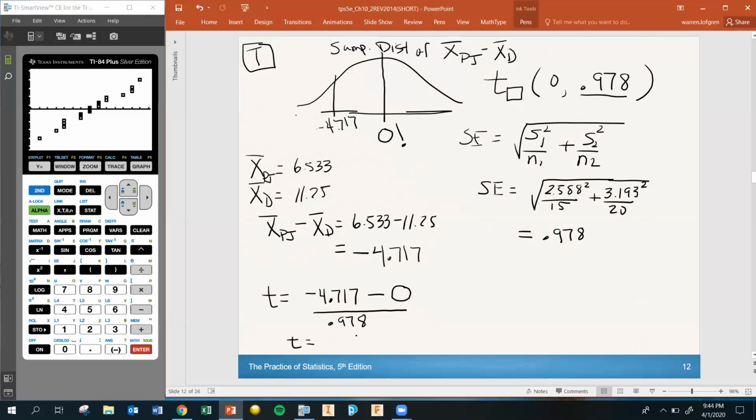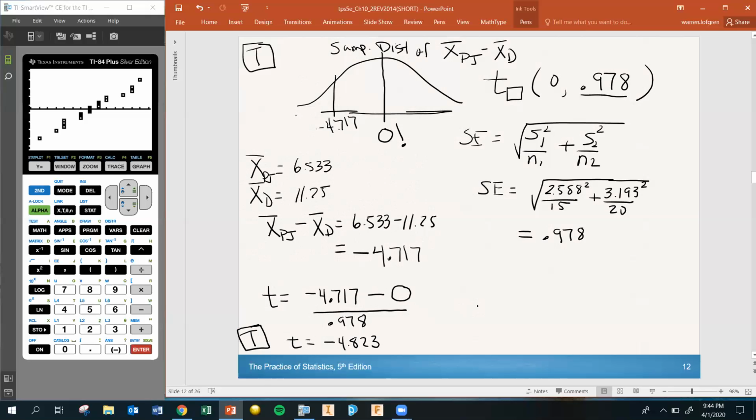And we get a t-score of about negative 4.823. You might want to verify that in your calculator. Go ahead and pause the video, and you can double check that. That is the t-statistic right now.